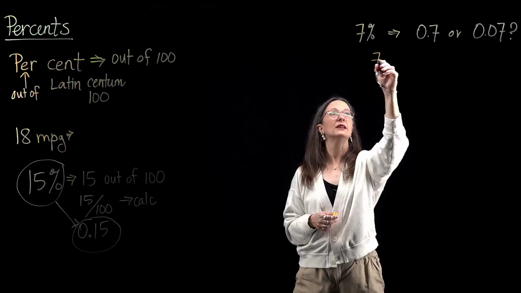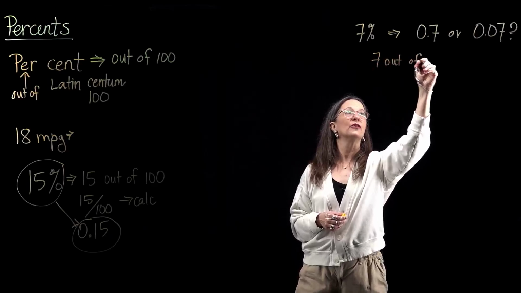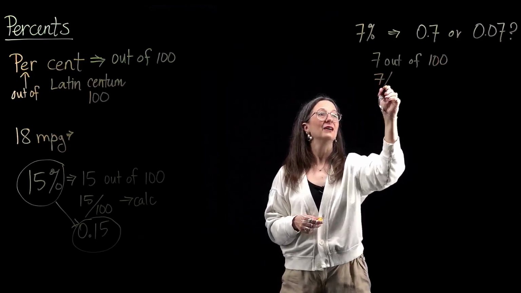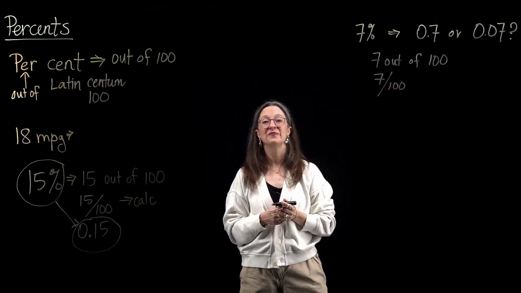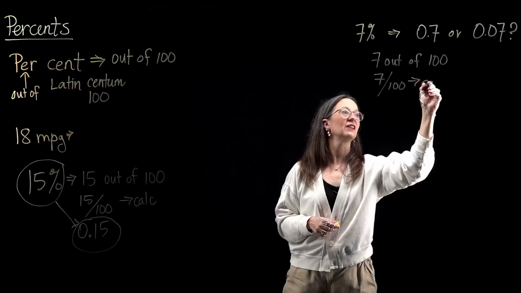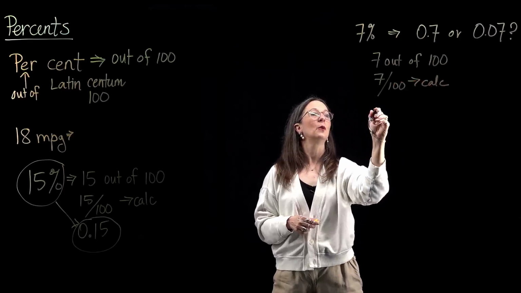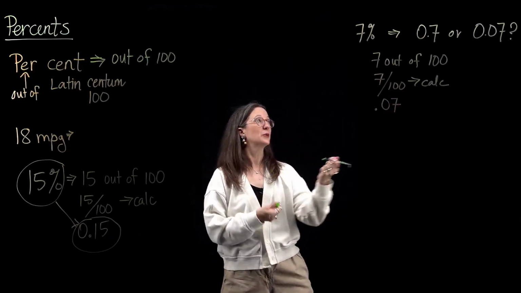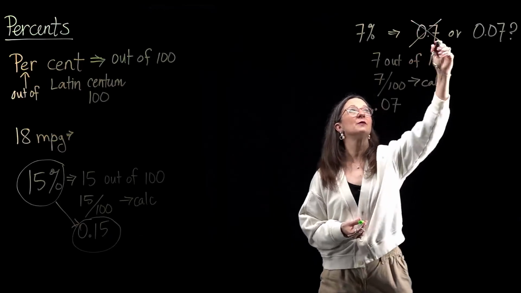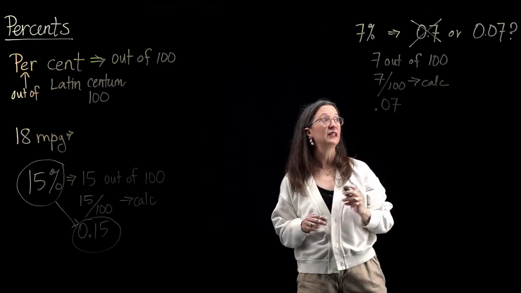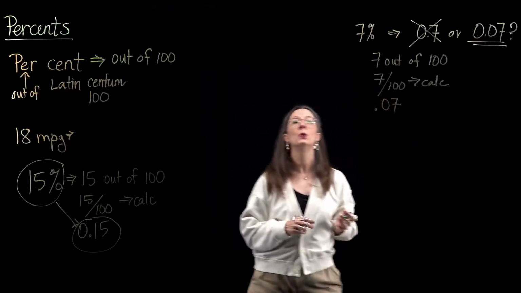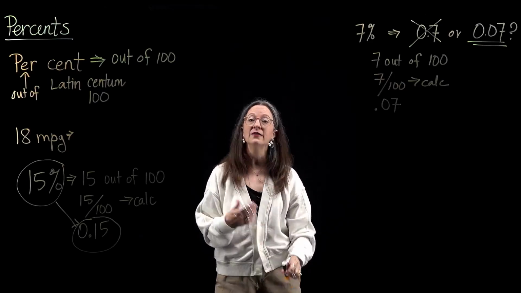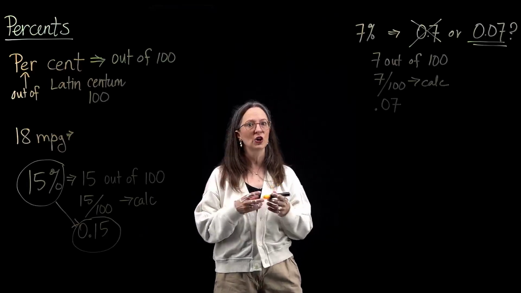7% means 7 out of 100, which is 7 divided by 100. Throw that in your calculator, and you get 0.07. So 7% would not be 0.7. That would actually be 70%. It would be 0.07.